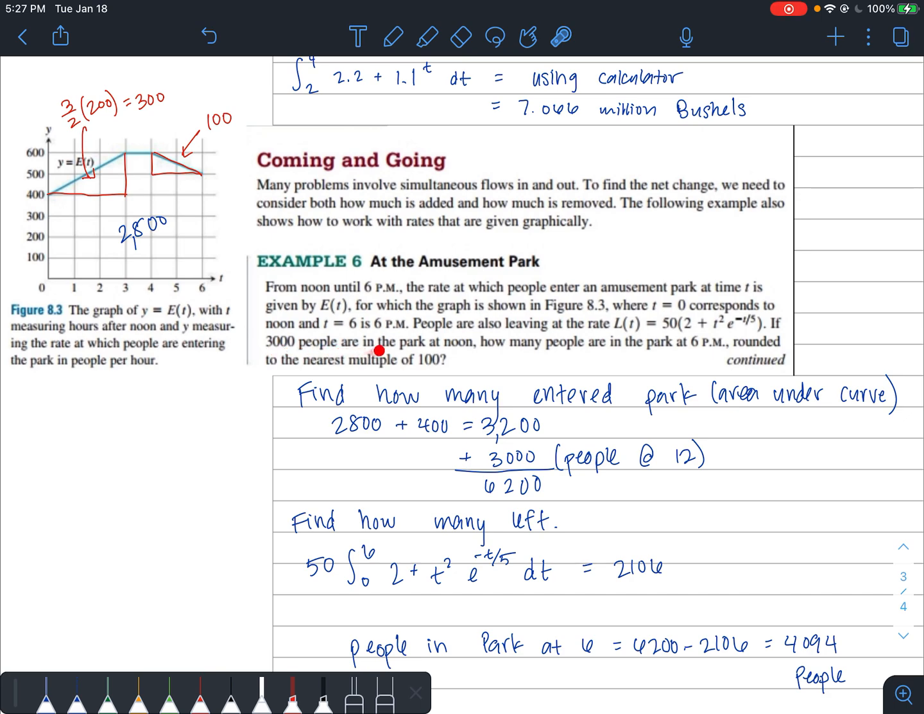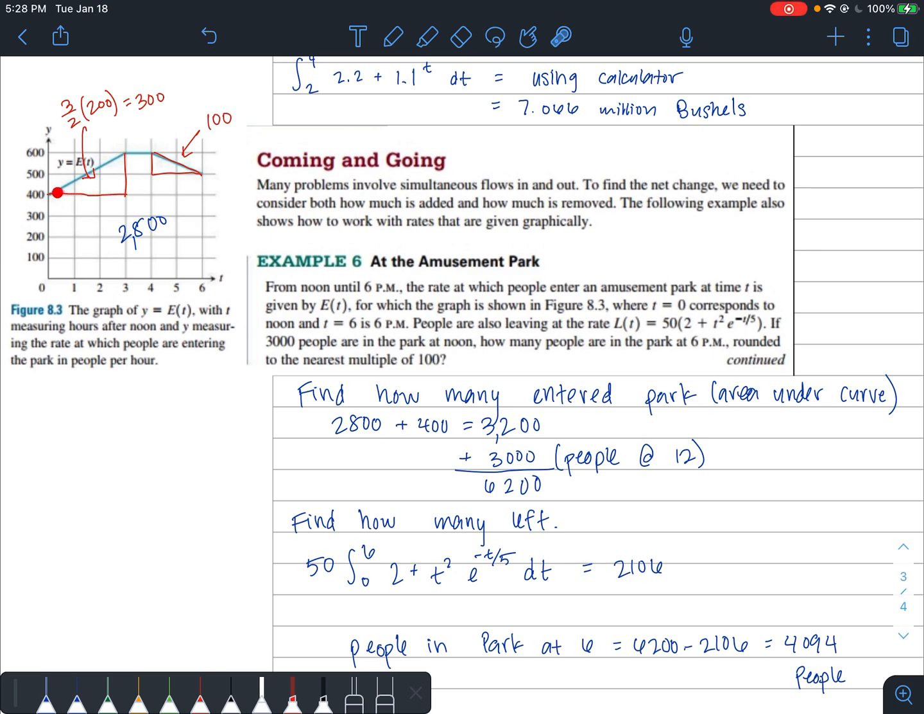If 3,000 people are in the park at noon, so keep that in mind, initially there are 3,000 people. How many people are in the park at 6 p.m.? Okay, we have to consider the fact that people are entering and people are leaving. And then we'll talk about this right here. But first of all, let's find how many people entered the park from 0 to 6, and for that we're going to use the area under the curve. So you can see how I did that here. Notice that one of these rectangles represents 100 people. So I calculate the area under for the full size boxes that we have, and I get 2,800 right here.